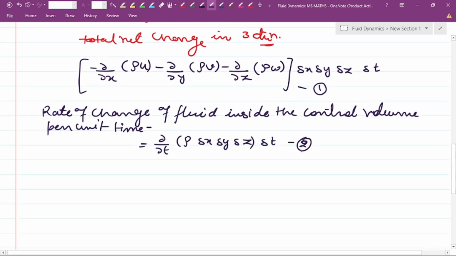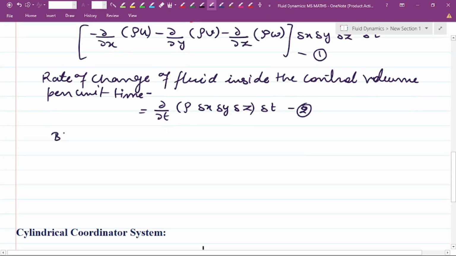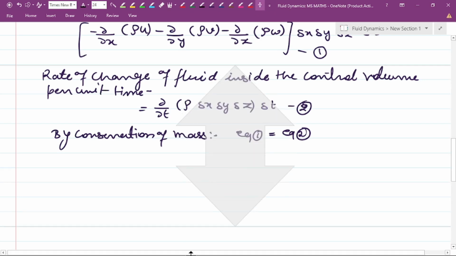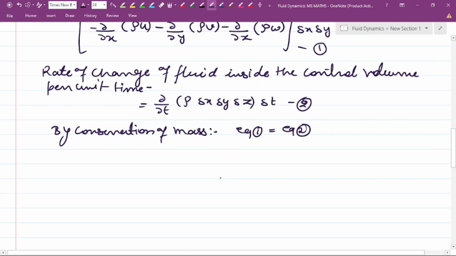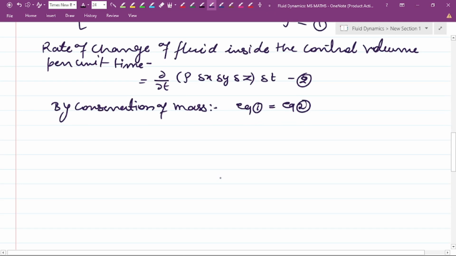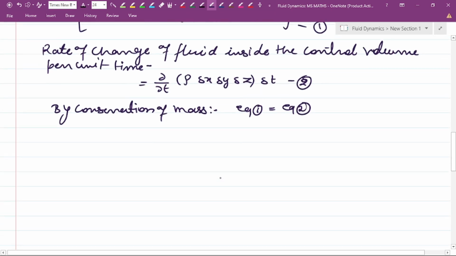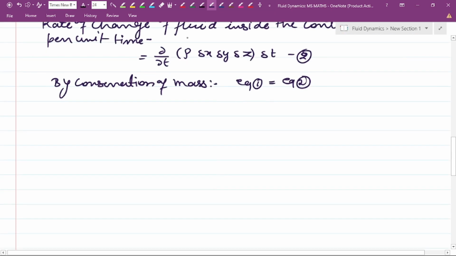This is equation number 2. By conservation of mass, the mass conservation law, equation number 1 is equal to equation number 2, with the mass and velocity in the different directions, that is basically x, y, z, and with the time that will be equal.